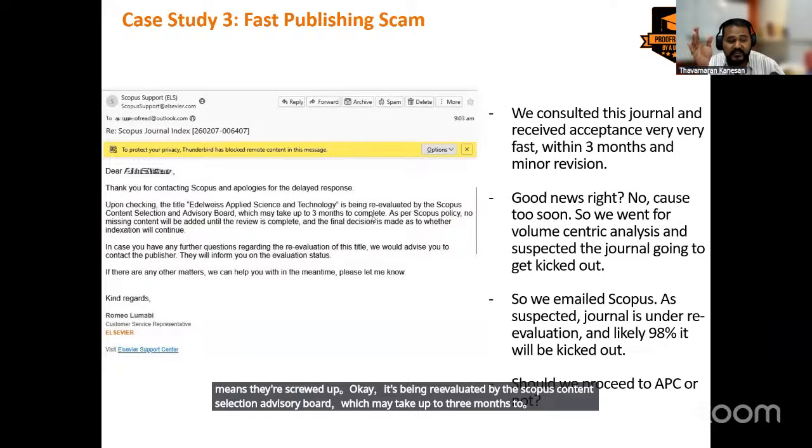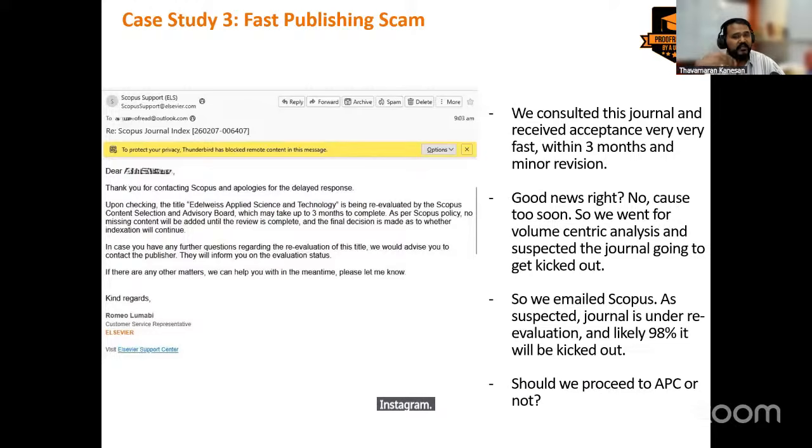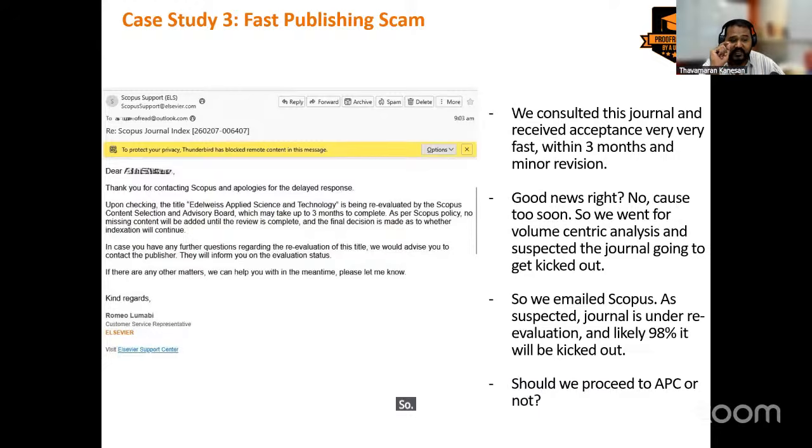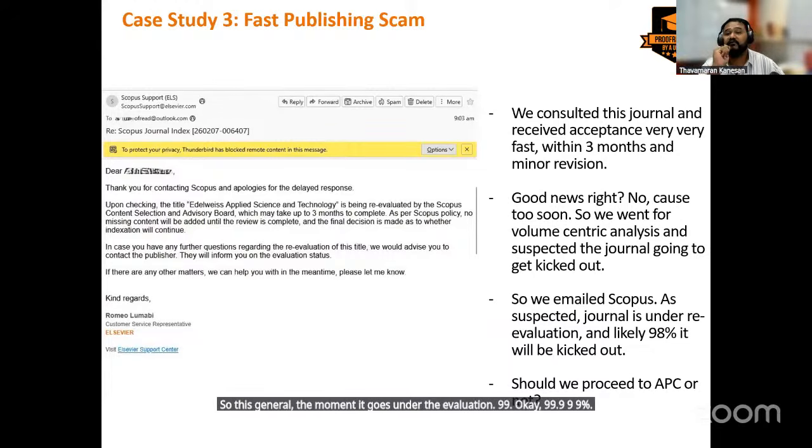So when you guys go for a journal again, people are selling on Facebook, Instagram, TikTok, Threads, wherever, they say very fast acceptance, very fast. These are the kind of journals. Okay, these are the journals, all right? So this journal, the moment it goes under re-evaluation, 99.999%, it will be kicked out from Scopus.